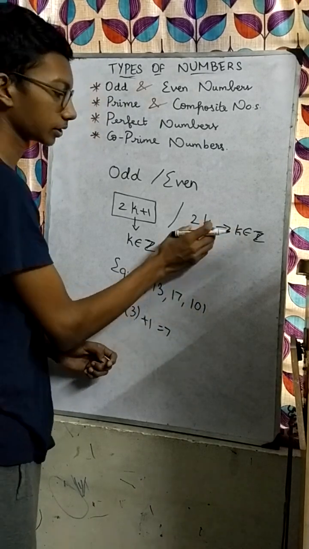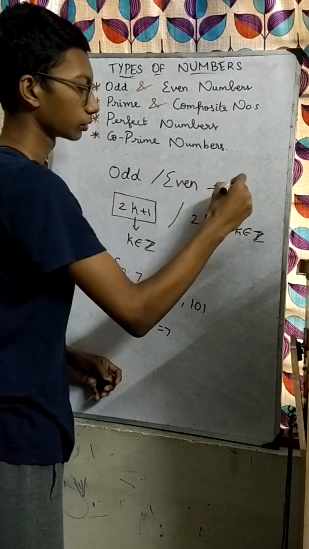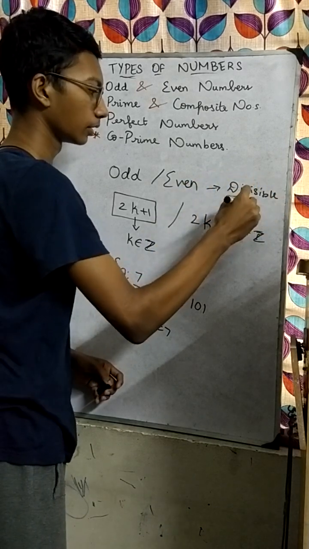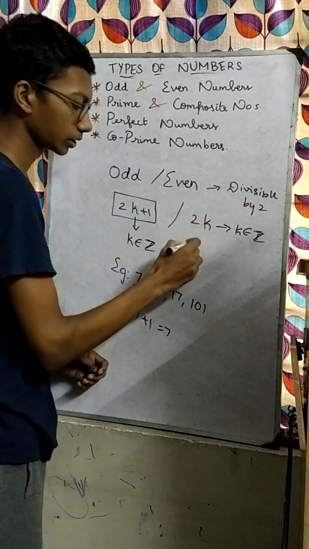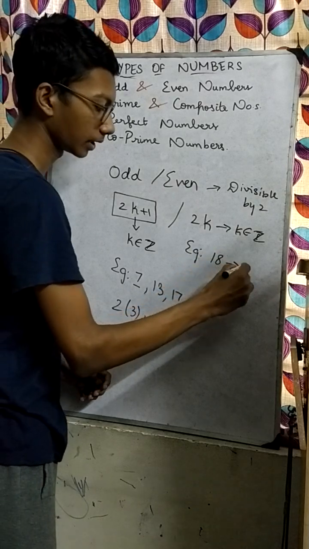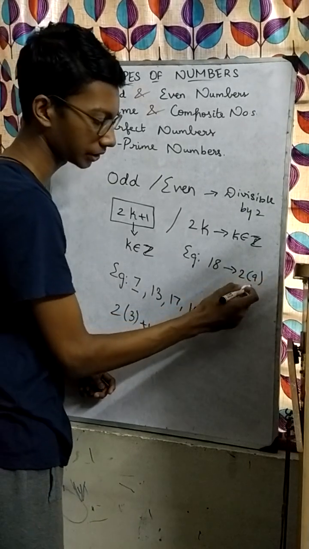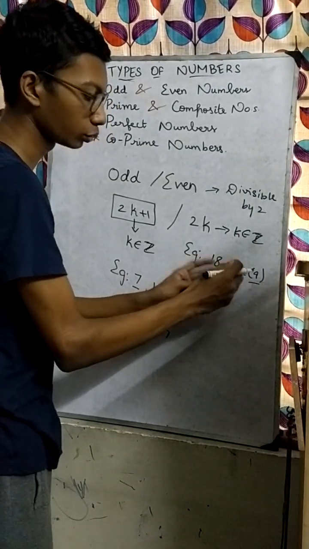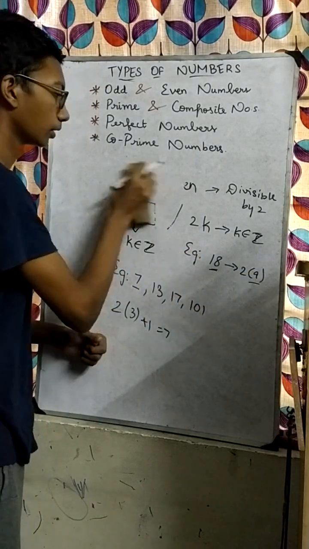Now for even numbers, it has to be written in the form of 2k, because even numbers should be divisible by 2. That is another thing with even numbers. Let's say we have an example like 18. 18 can be written as 2 times 9, that is 2 times an integer. So 18 is an even number since it can be written as 2 times something. So that is the thing with odd and even numbers.